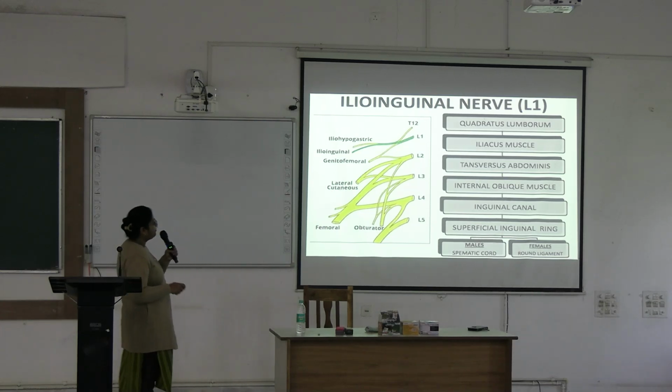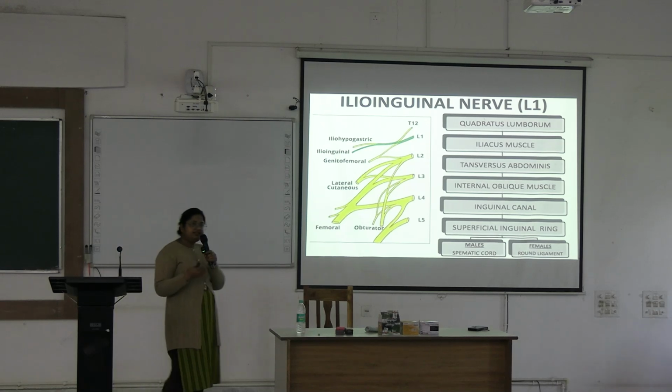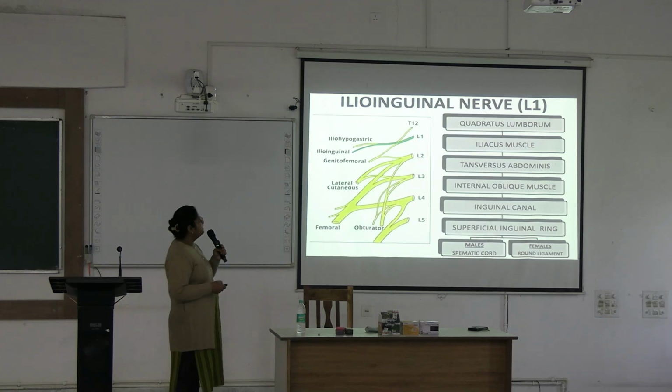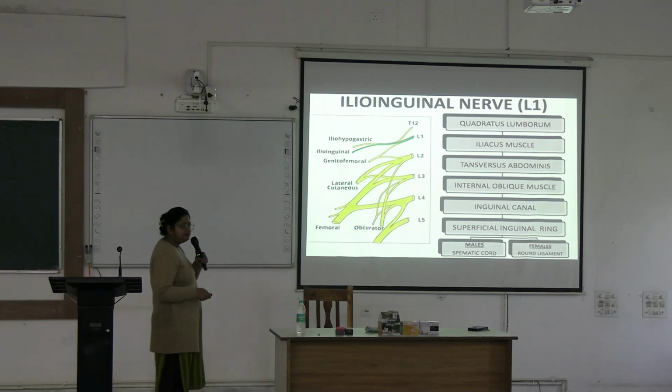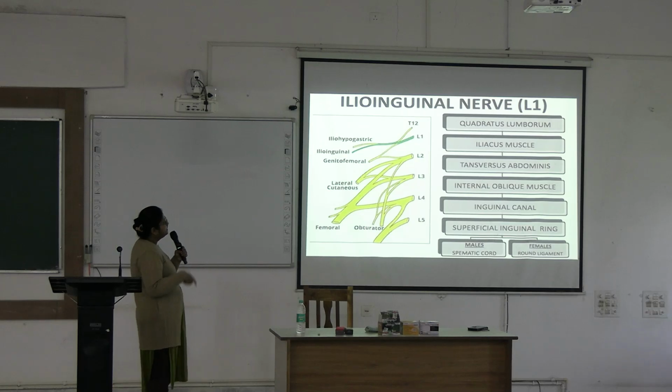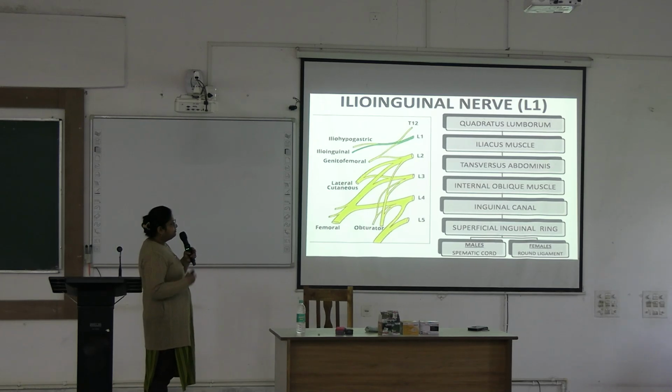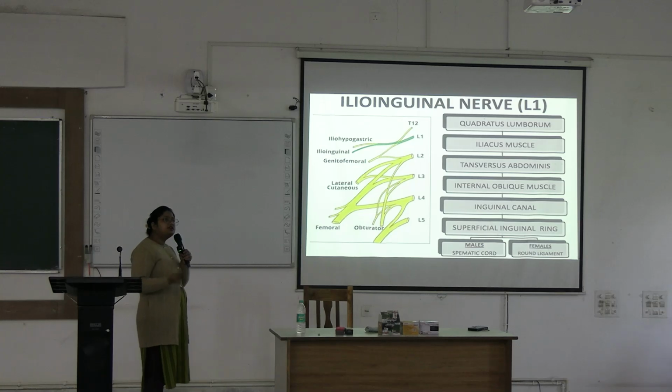This also comes out from the lateral border of the psoas major, crosses the quadratus lumborum, then passes over the iliacus muscle in the iliac fossa. Then it lies between these two muscles, transversus abdominis and internal oblique, then enters the inguinal canal through its roof, okay, ilioinguinal nerve. And then it passes through the inguinal canal, comes out through the superficial inguinal ring, and it lies along with the spermatic cord in males, along with the round ligament of uterus in females. These are the contents of the inguinal canal.